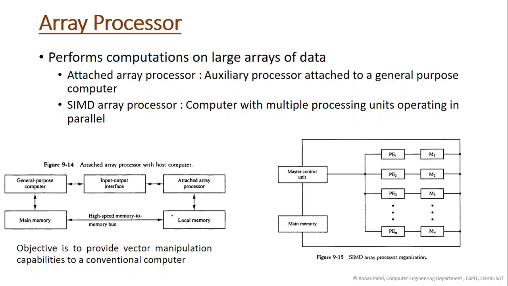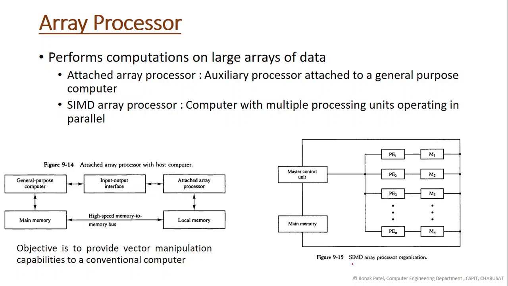So this is the block diagram of it. This is your general purpose computer, and its main memory is directly dealing with the local memory of the array processor, and these processors also have communication with each other.